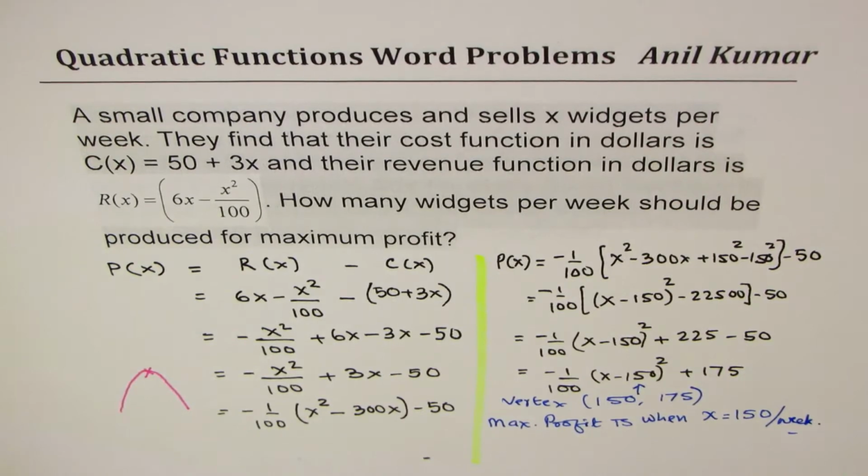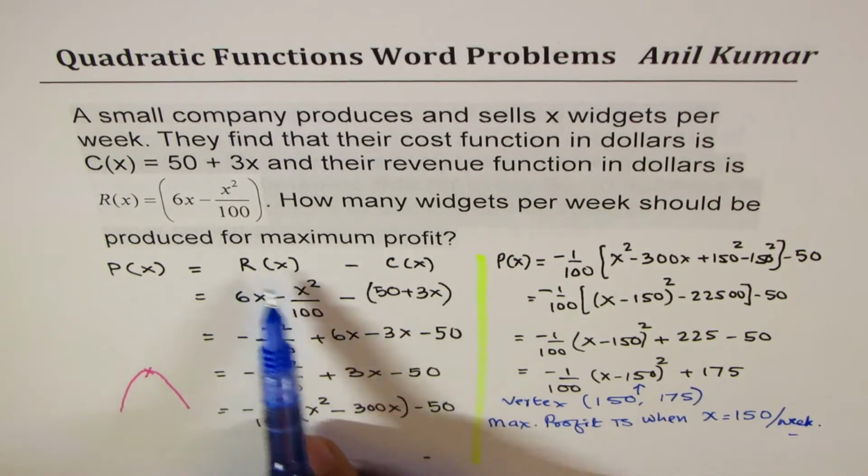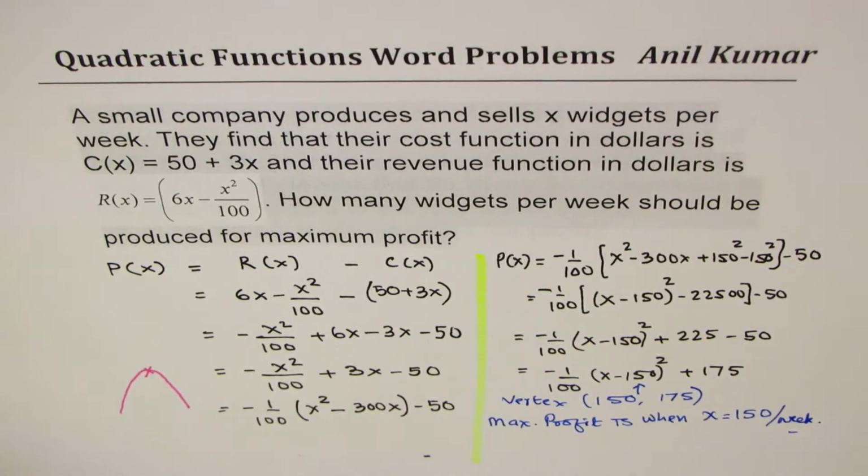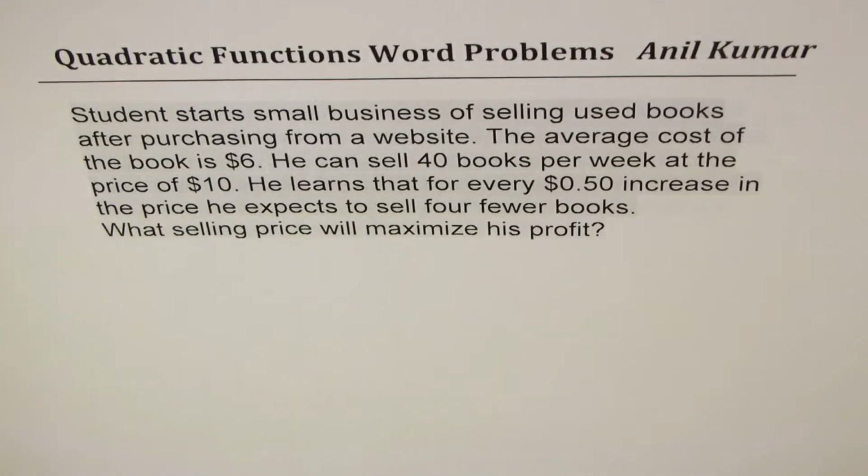In this, you have learned that profit is the difference between revenue and cost, we can simplify, or rather we can do completing the squares and find maximum profit, right? Let's move on to the next category of question.